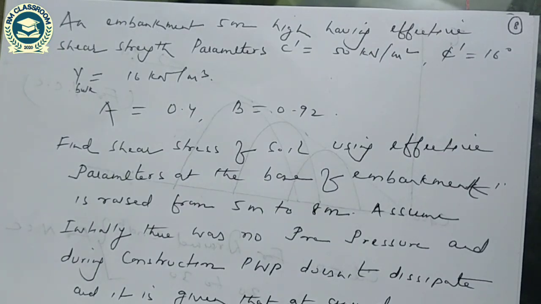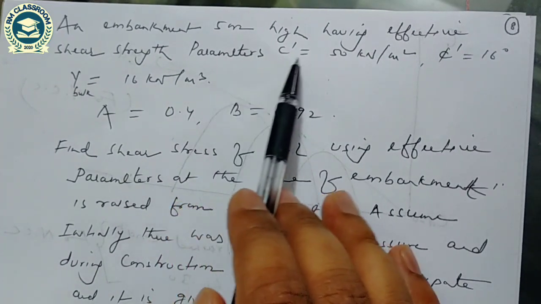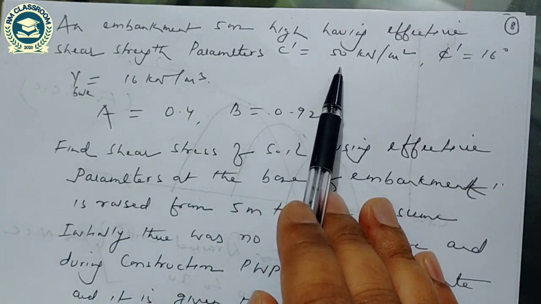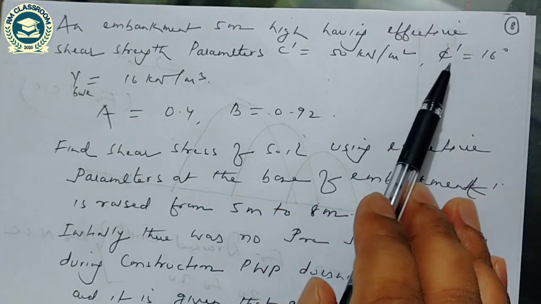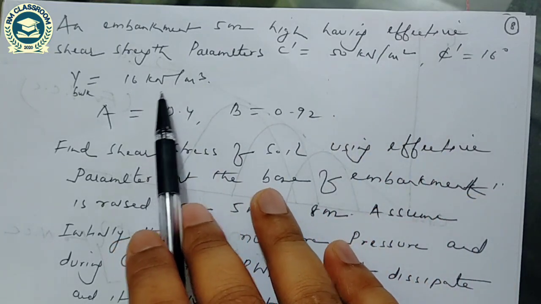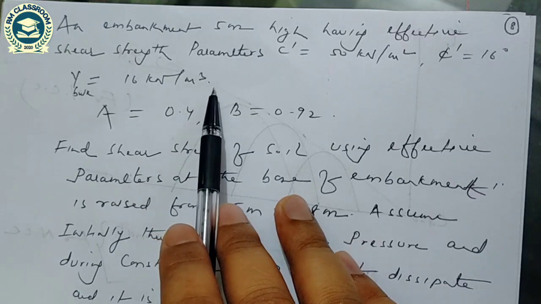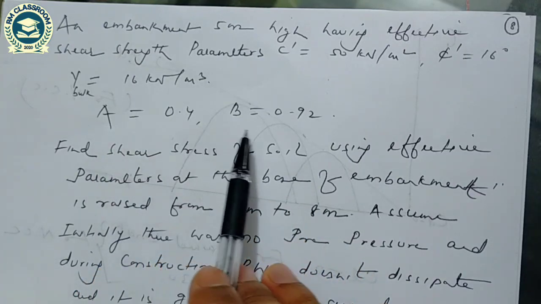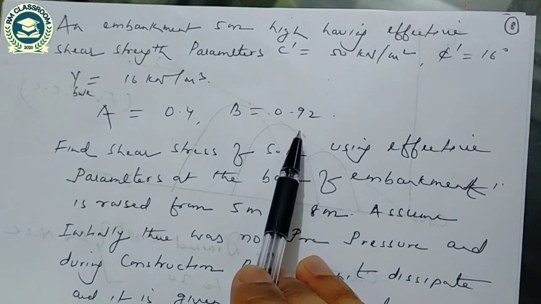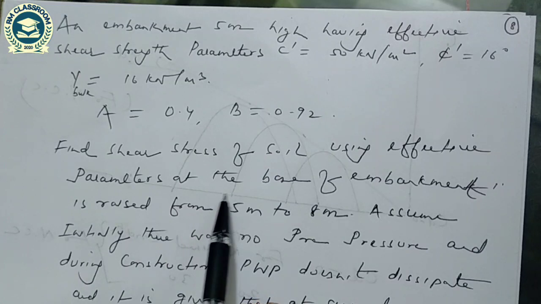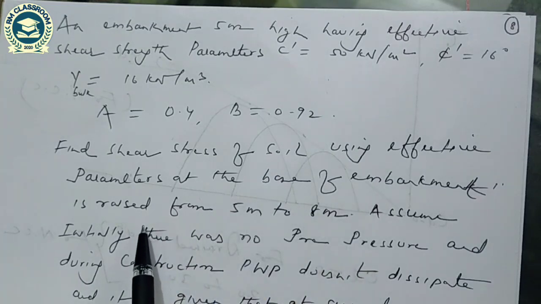So let us take one problem. An embankment 5 meter high having effective shear strength parameter, effective cohesion is equal to 50 kilonewton per meter square, and effective angle of internal friction is 16 degree, and the bulk unit weight of the soil is 16 kilonewton per meter cube. Skempton pore pressure parameter capital A is equal to 0.4 and capital B is equal to 0.92. We have to compute the shear stress of soil using effective stress parameter at the base of embankment if it is raised from 5 meter to 8 meter.